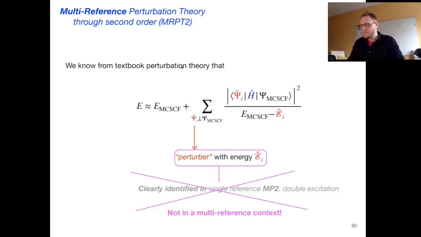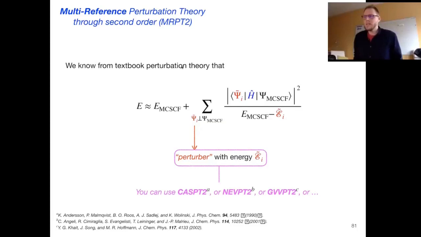So if you ask me, what should I do? Well, if you look at the literature, you can do several things. There are actually various approaches. The reason why there are various approaches is because there's no unique and clear way of how to construct the perturbation theory. And in particular, the question is, what are the perturbers? This is an open question. There's no definitive answer to that.